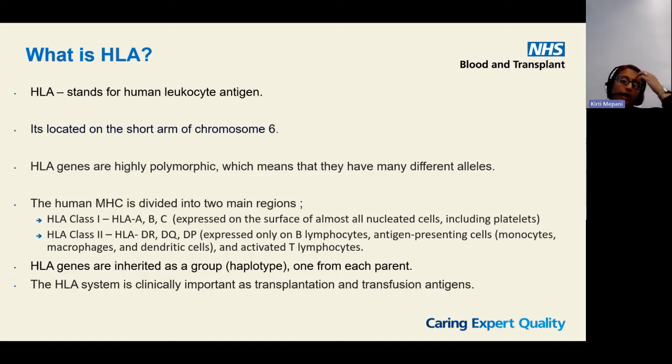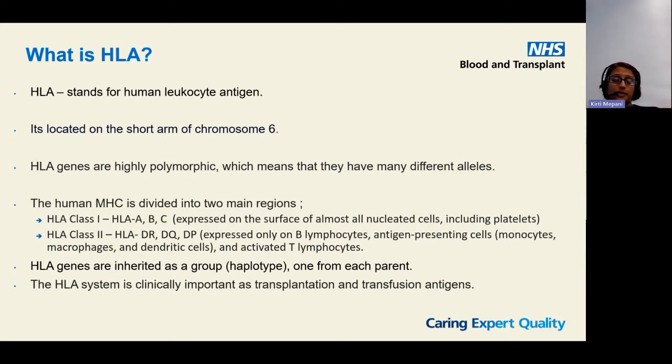So HLA is subdivided into two main classical regions. You've got HLA class 1, which is HLA A, B, and C, and these are expressed on the surface of almost all nucleated cells. For this audience, in particular on platelets, which is why HLA class 1 is more important, and that's what we really test for when requests are made to NHSBT.